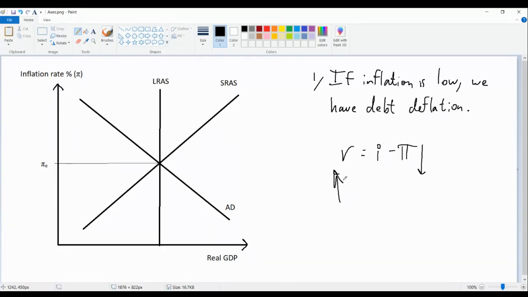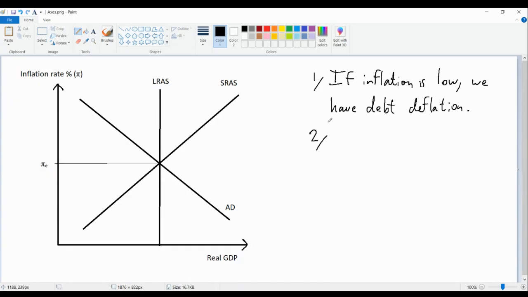If inflation is low enough, then the real interest rate might be so high that people can't pay and they start to default. What this suggests is that if inflation is low enough, then it's no longer true that lower inflation increases aggregate demand. There might be a point at which low inflation actually starts to decrease demand because people are defaulting. Okay?